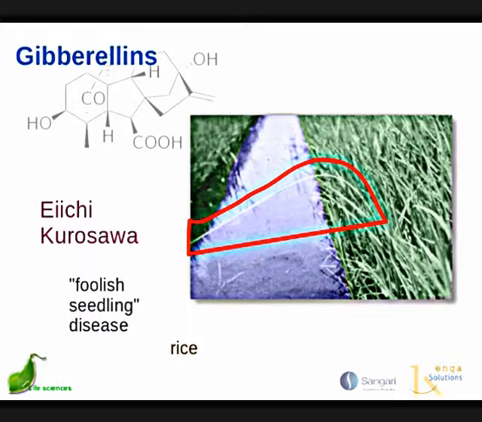And so this disease seriously lowered the yield of rice crops in Japan, Taiwan, and other parts of Asia at the time. Now, Kurosawa found that the disease was caused by a fungus, which secretes a chemical that stimulates the elongation and inhibits the formation of chlorophyll and suppresses the growth of roots. And all of this reduced the yields of rice.